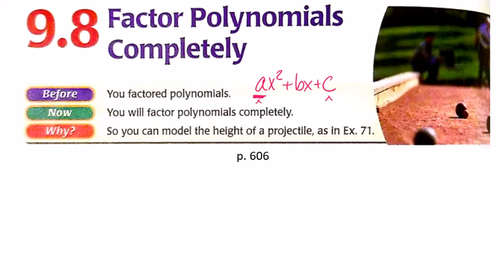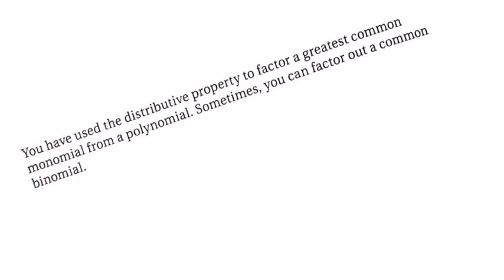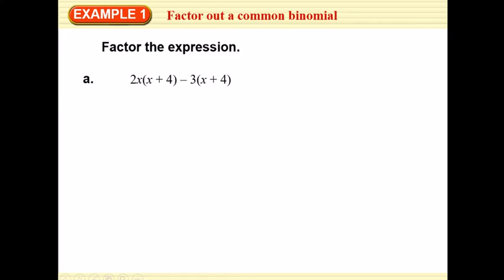Alright, so in this section we're going to be discussing another method other than just your plain old trial and error. You have used the distributive property to find the greatest common monomial from a polynomial, and you've factored that out. Sometimes you can factor out a common binomial instead of a monomial, so we'll have two terms instead of one. So let's look at an example.